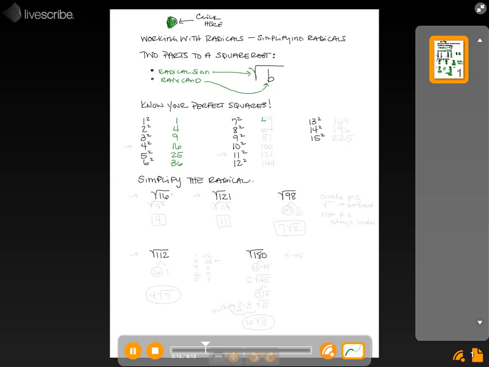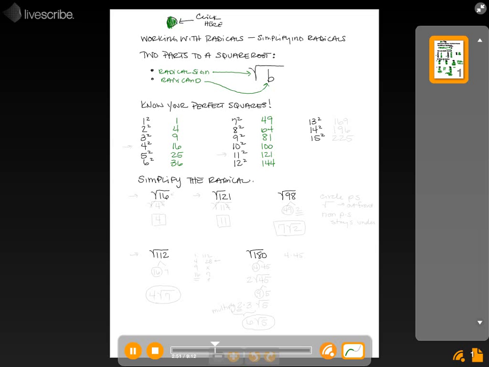7 squared, 7 times 7 is 49. 8 times 8 is 64. 9 times 9, 81. 10 times 10, this is an easy one, 100. 11 times 11, 121. And 12 times 12 is 144. Okay? So that's what I expect you to know in class, for class. I expect you to know 1 through 12, the perfect squares. Now I'm also going to give you 13 squared, 14 squared, and 15 squared. And if you can remember these, that's about as high as we'll go in this class.